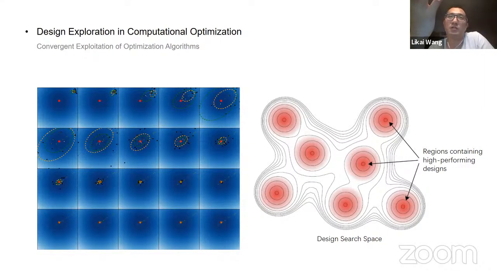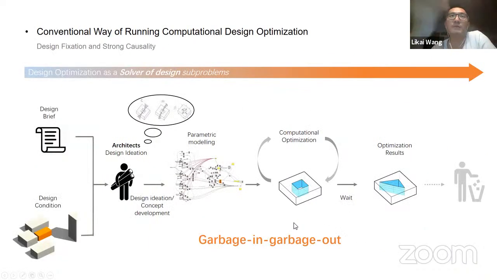So if we use the conventional optimization algorithm, usually the optimization result will only focus on one promising solution and discard other solutions during the optimization process. So here is the second problem from computational design optimization. So we come back to this diagram.